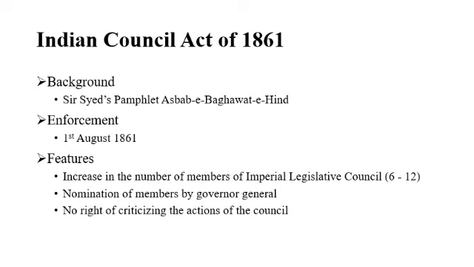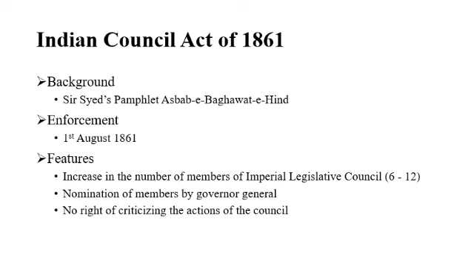In English, we can say Causes of the Indian Mutiny, in which he said that one of the crucial points, one of the complaints of Indians, both Muslims and Hindus, was their absence in the administrative affairs of India. So Sir Syed Ahmad Khan advised the British to involve Indians as well in their administration. And this law was enforced on 1st August 1861. Features were that the number of members of the Imperial Legislative Council should not be less than 6 and not more than 12.